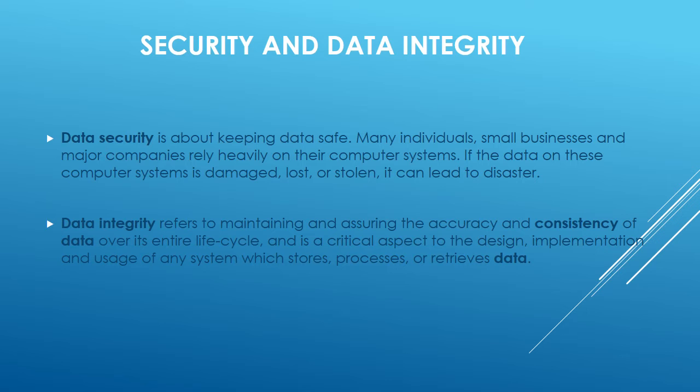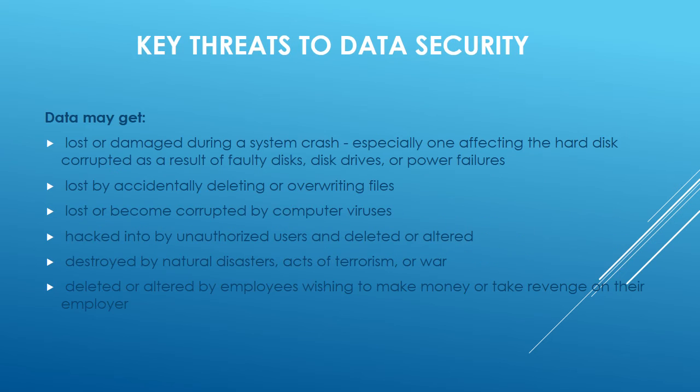and secure. Next is data integrity. Data integrity refers to maintaining and assuring the accuracy and consistency of data over its entire life cycle, and it is a critical aspect of the design, implementation, and usage of any system which stores, processes, or retrieves data. So, data security means keeping the data safe and secure, while data integrity is the concern about the accuracy and correctness of data. There are numerous key threats to data security.